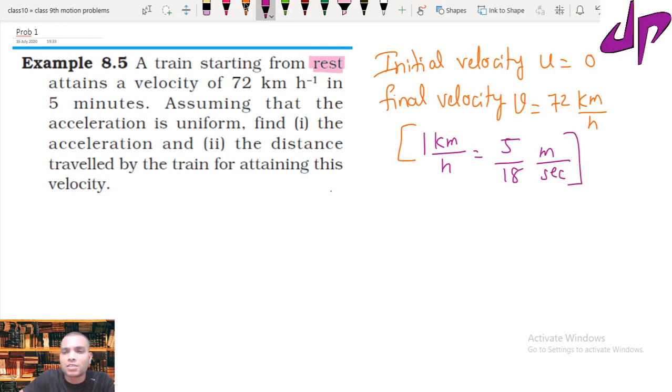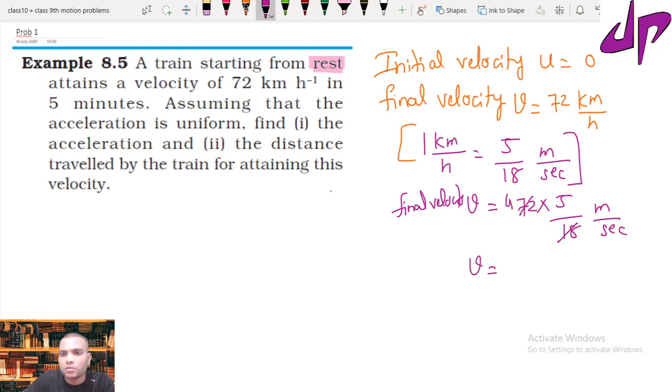By using this conversion, I can write the final velocity v equal to 72 times, in the place of kilometer per hour, I will multiply with 5 by 18 meter per second. So if you cut that 18 in 72, 4 times, therefore final velocity v equal to 20 meter per second.